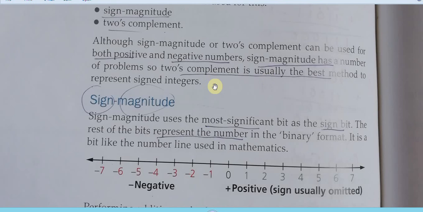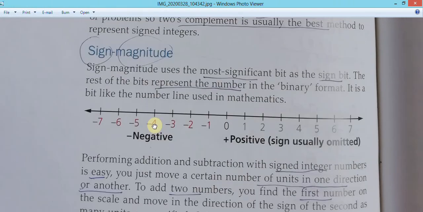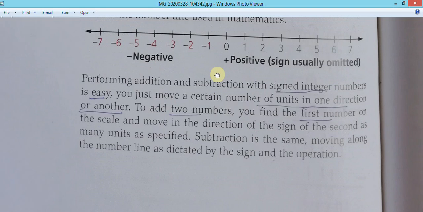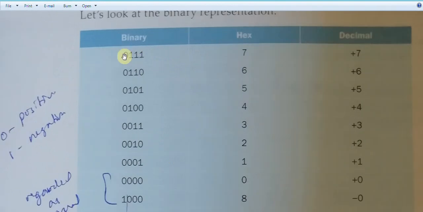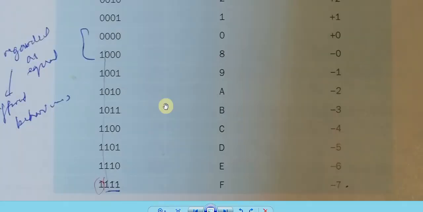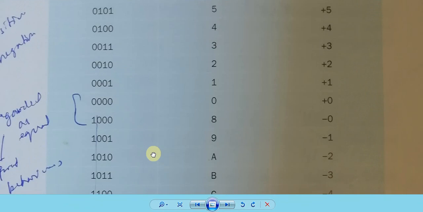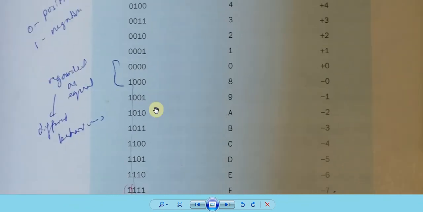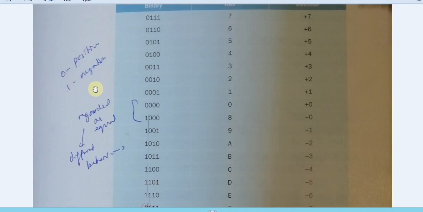So although sign and magnitude or 2's complement can be used for both positive and negative numbers, sign and magnitude has a number of problems, so 2's complement is usually the best method. Right, now here you can see in sign and magnitude we take the most significant bit, which is the bit in the highest position, right? That's here. Most significant bit is 0 if the number is positive. Most significant bit is 1 if the number is minus. That's how we represent in sign and magnitude method. So remember, 0 is for positive and 1 is for negative.